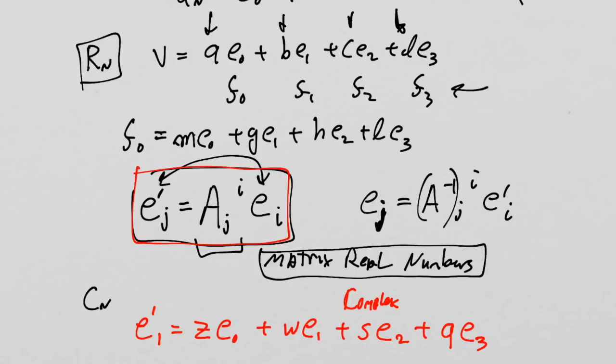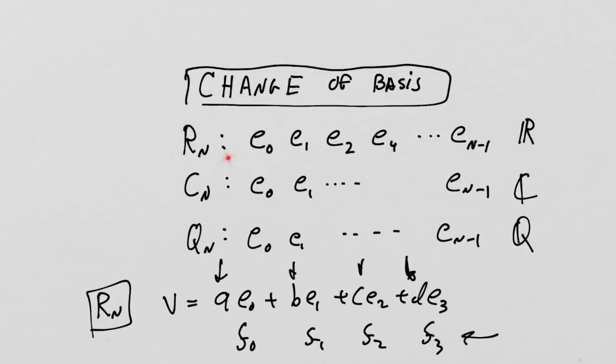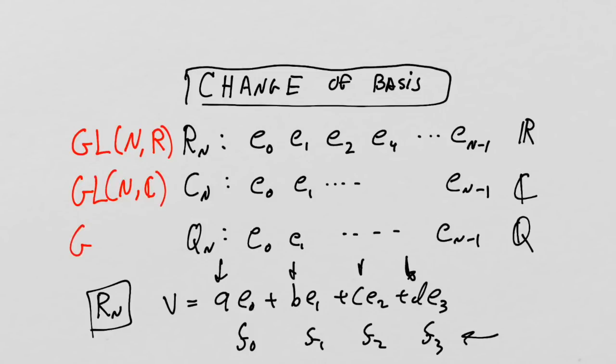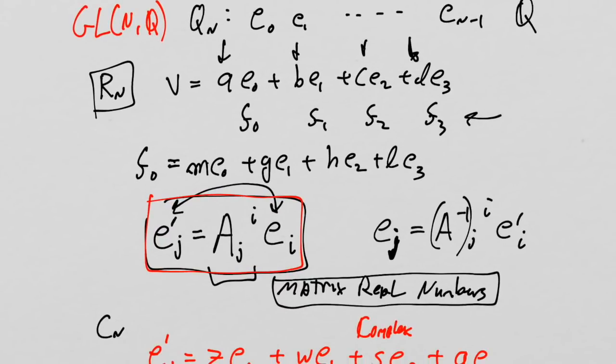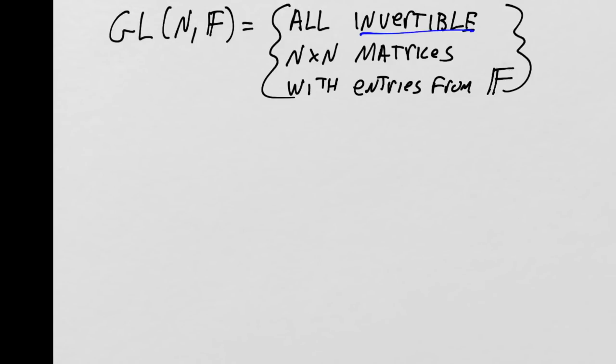And those matrices that can affect these basis changes in Rn, Cn, and Qn are called the general linear group in n dimensions of R, the general linear group in n dimensions of C, and the general linear group in n dimensions of Q. All right, now why is it a group? It's a group under what operation? If I said it's a group, I need to tell you the group operation. So let's cover that.